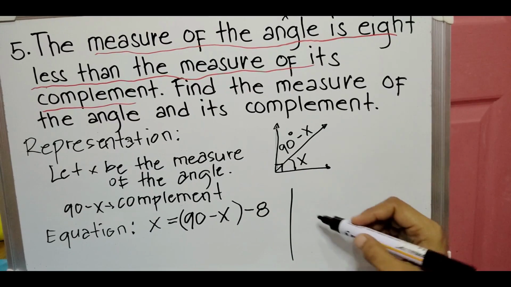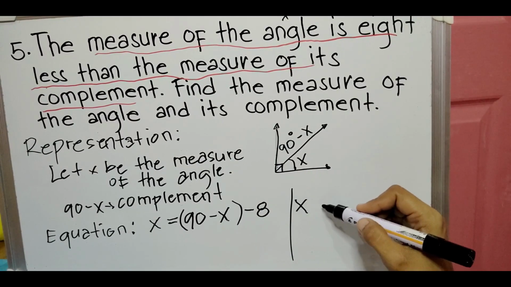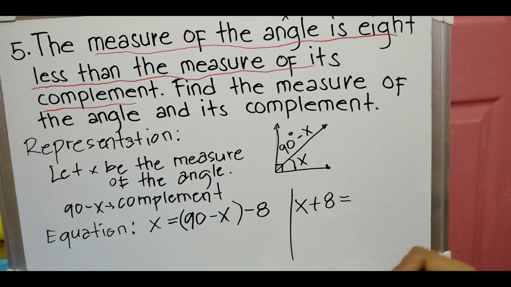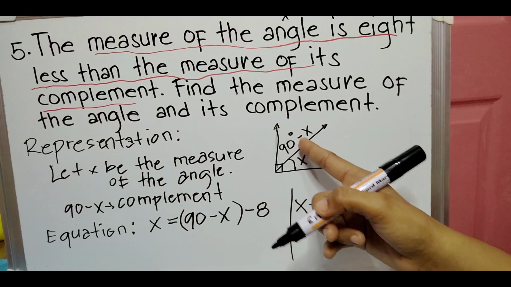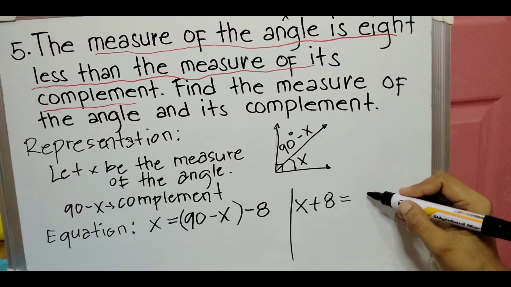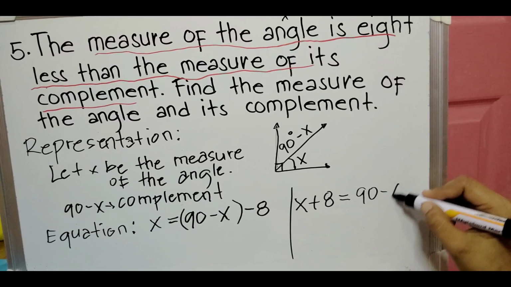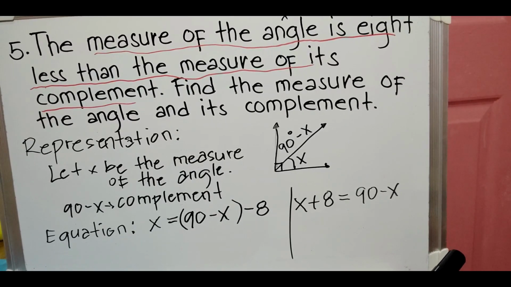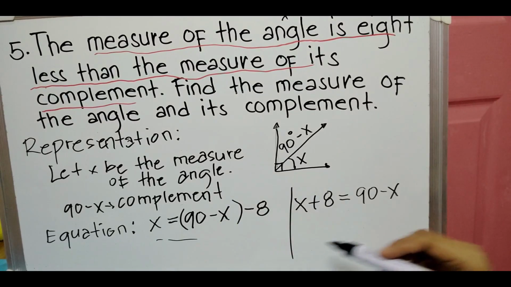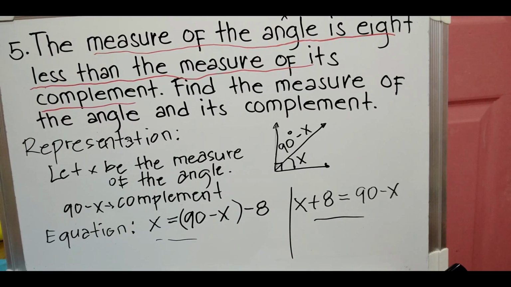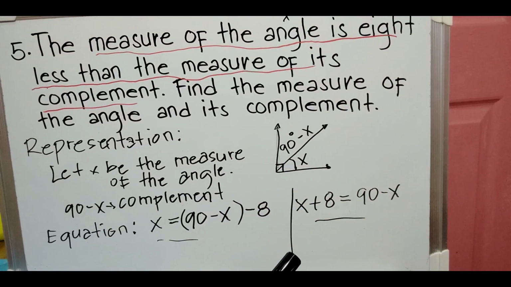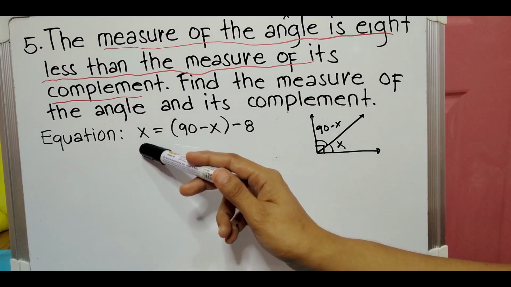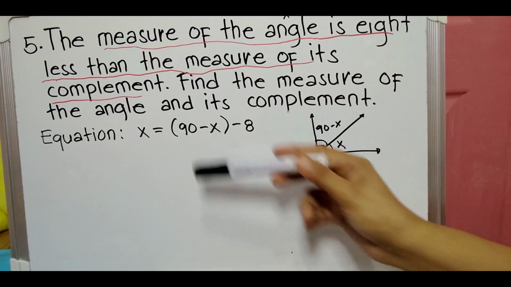For the other way around, we can also write x plus 8, so that x becomes equal to its complement. The complement is 90 minus x. Now we can solve for the value of x. We can either use this equation or this equation. We'll use this equation. This is the equation that we have chosen, so we'll solve for x.